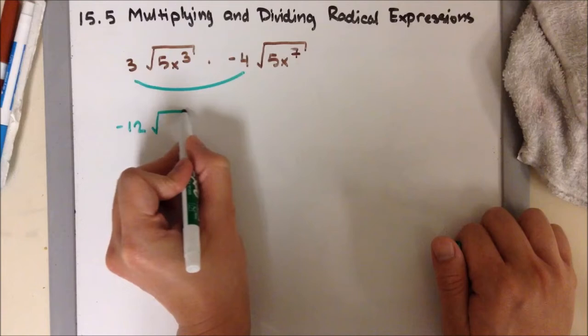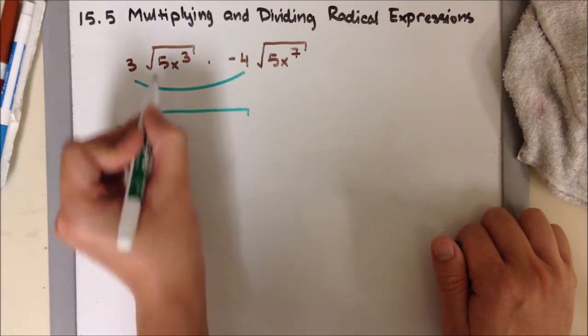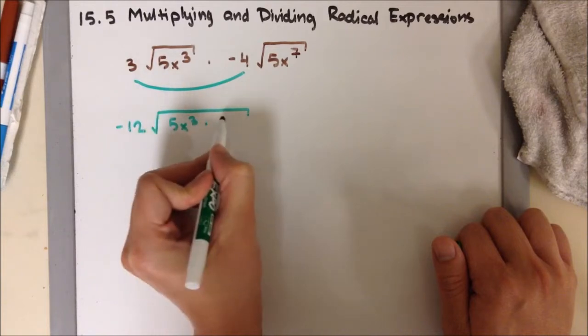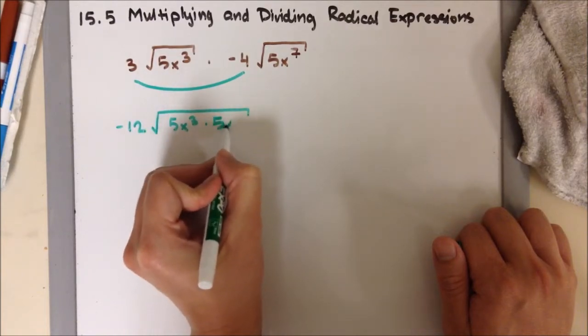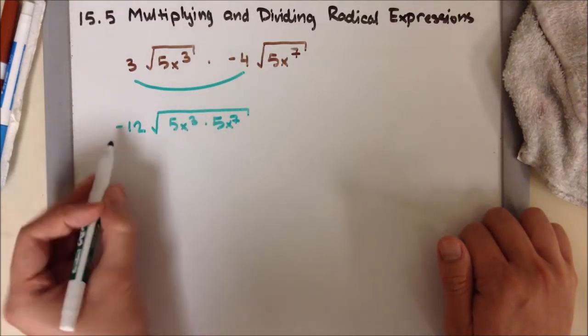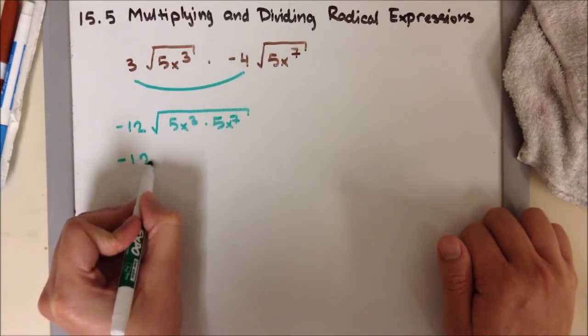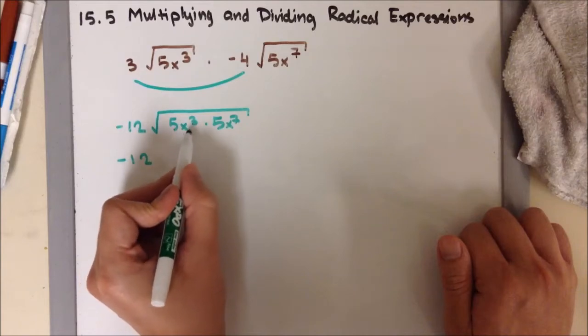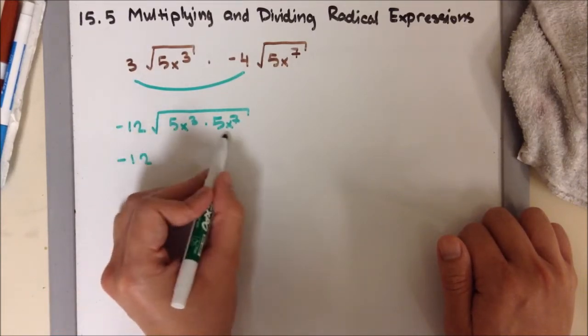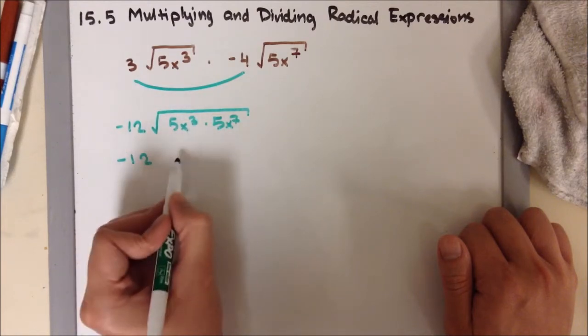And we're going to be inside the square root. So the first one is 5x to the third power times 5x to the seventh power. So let's multiply the inside. Again, I still have the negative 12 outside. Now 5x to the third times 5x to the seventh. So for the numbers, the 5's, when I multiply, I'm going to have 25.